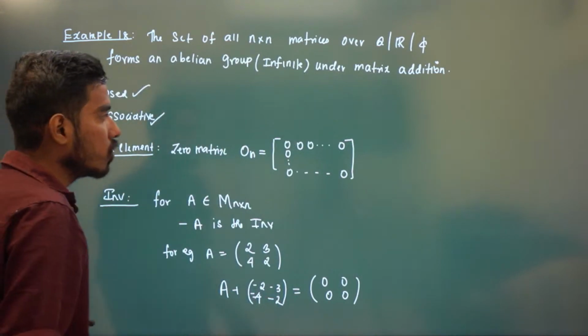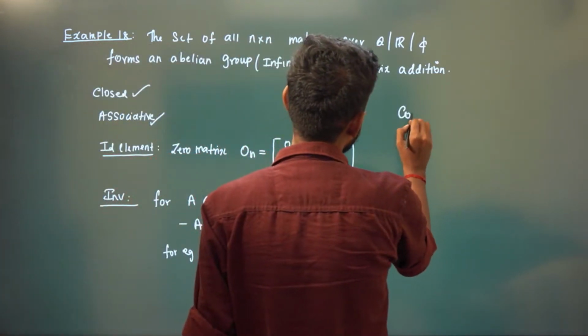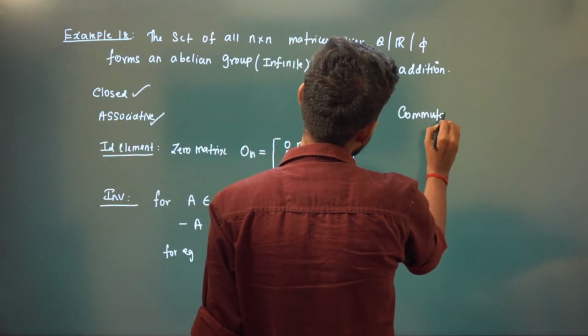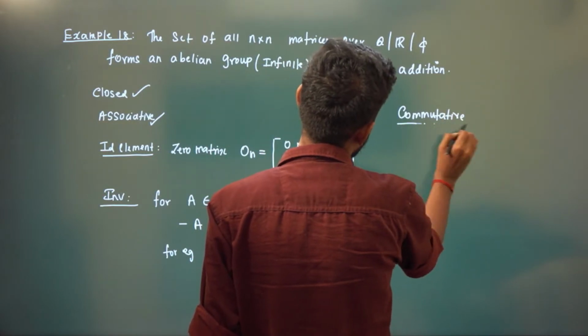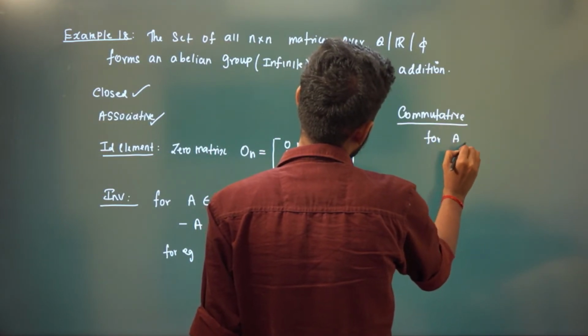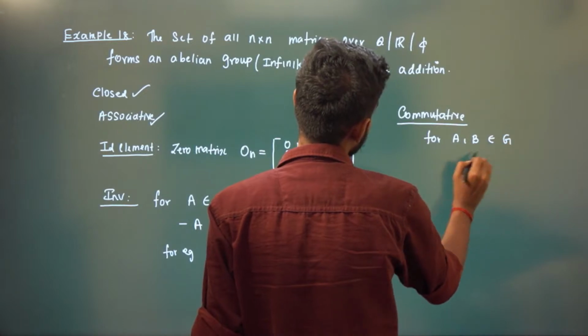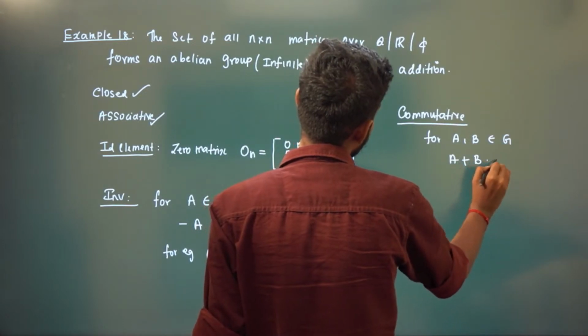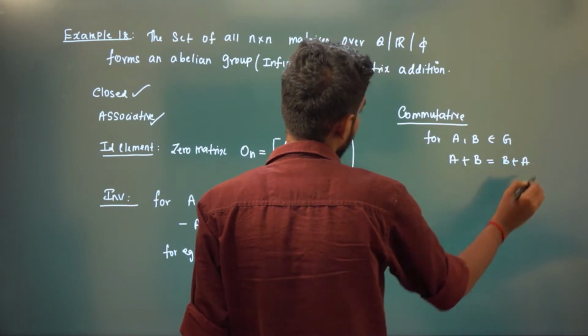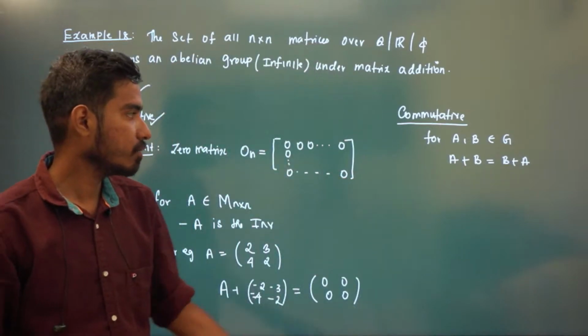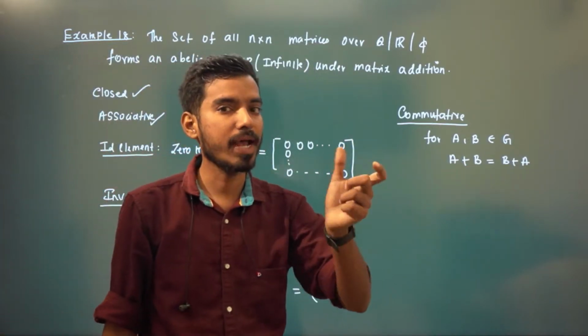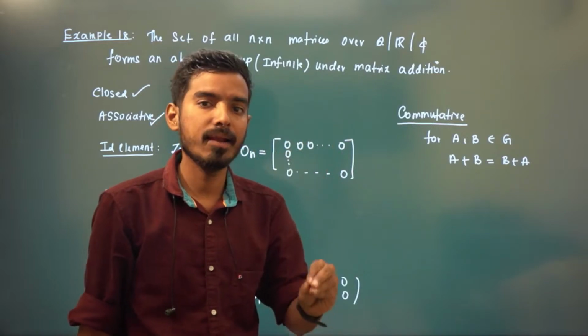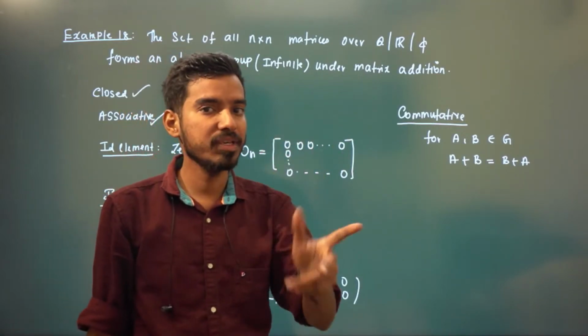And it is commutative also, because for A, B belonging to G, you take any two matrices in G, then A plus B is the same as B plus A. Remember, this A plus B is nothing but adding the entries in real numbers. For real numbers, A plus B is the same as B plus A.